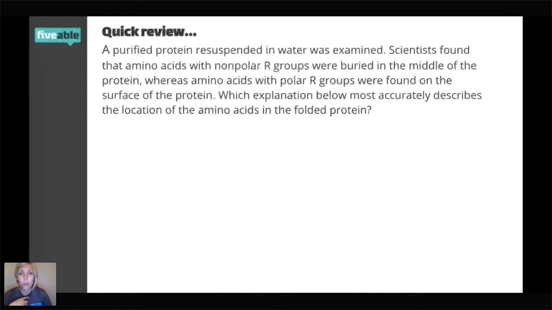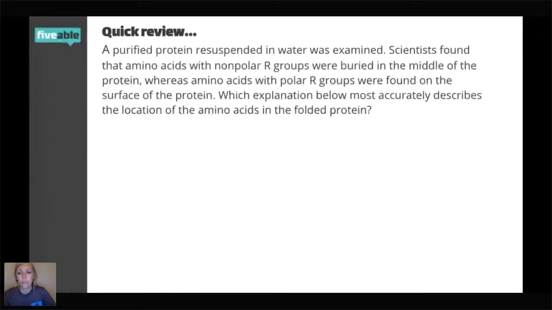So here's a quick review. Here's another thing I want to also give you some practice in. The types of questions for multiple choice that you will see on the AP test, the questions are several sentences long, like this one, okay? So the question stem is, a purified protein resuspended in water was examined. Scientists found that amino acids with non-polar R groups were buried in the middle of the protein, whereas amino acids with polar R groups were found on the outside. It's asking which explanation below most accurately describes the location of the amino acids in the folded protein.